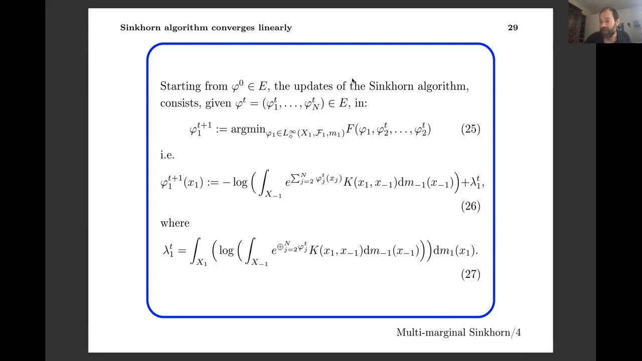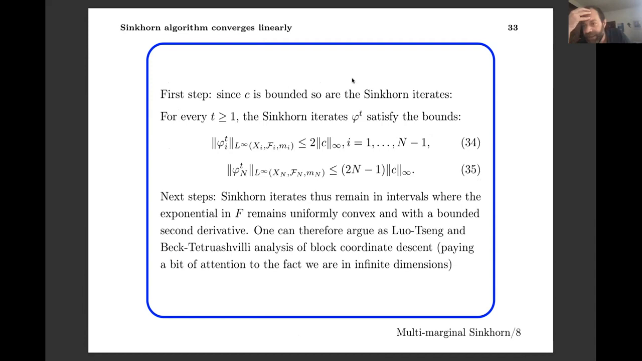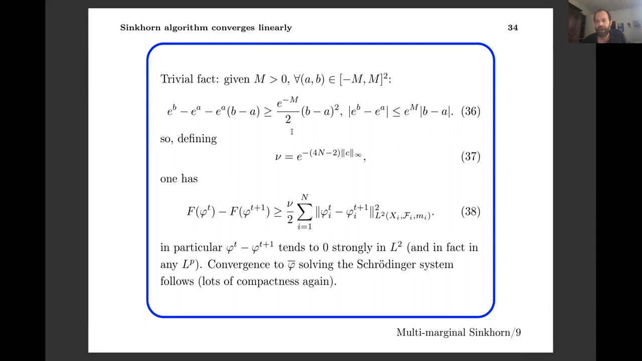So in fact, the phi t's are automatically bounded, something which was observed already by many people, including Augusto and Simonet. So for free, you can notice that the phi t's, the Sinkhorn iterates, remain uniformly bounded, right? With bounds which are linear with respect to the bounds you have in the beginning in C. But now, what do you do? You're basically minimizing something linear plus an exponential. But okay, the exponential is bad on the whole space, but it's very good on intervals, right?